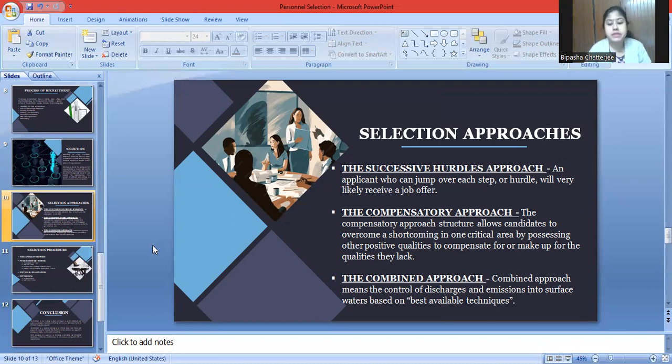Next one is the compensatory approach. Here, this approach allows candidates to overcome shortcomings in one critical area by possessing other positive qualities to compensate for or make up for qualities they lack. So that means if I am not good in one thing, but I have another area which is my strong point.